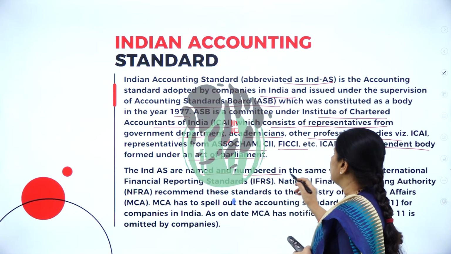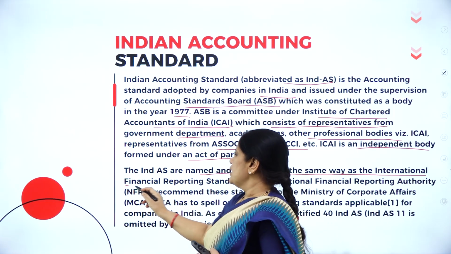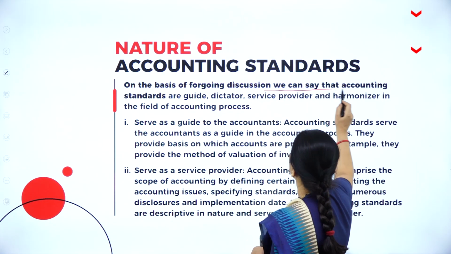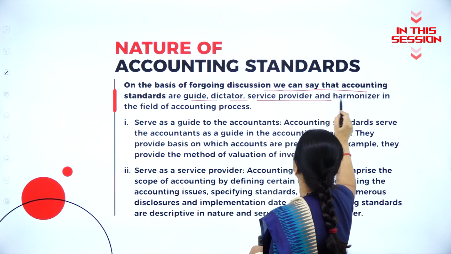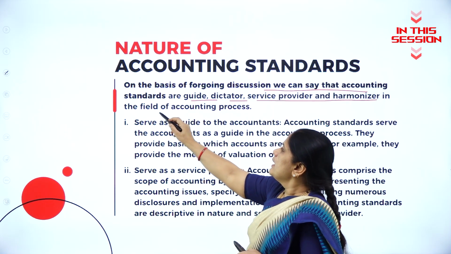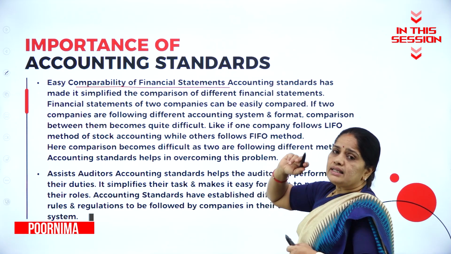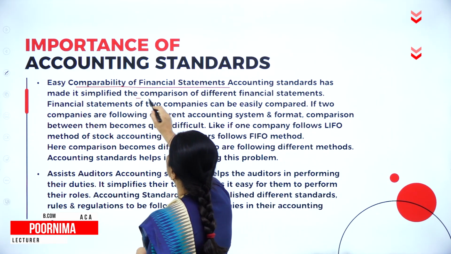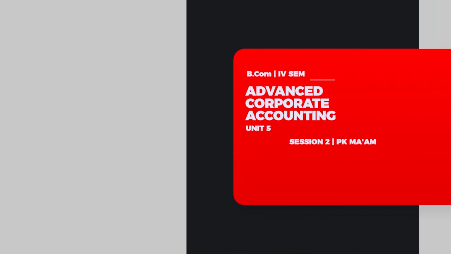Are named and numbered in the same way as the International Financial Reporting Standards. On the basis of the foregoing discussion, we can say that accounting standards are the guide, dictator, service provider and harmonizer in the field of accounting process. Accounting standards have easy comparability. So they have simplified the comparison of different financial statements.